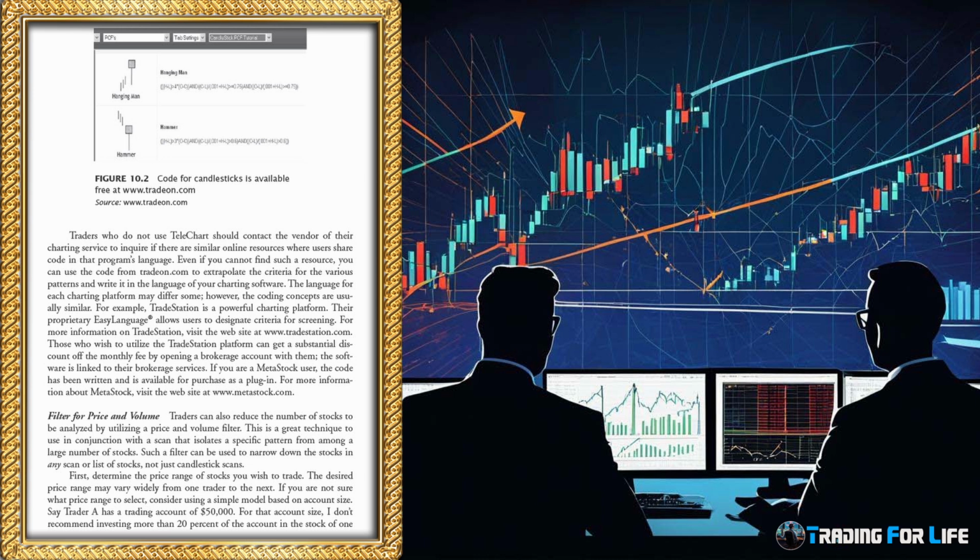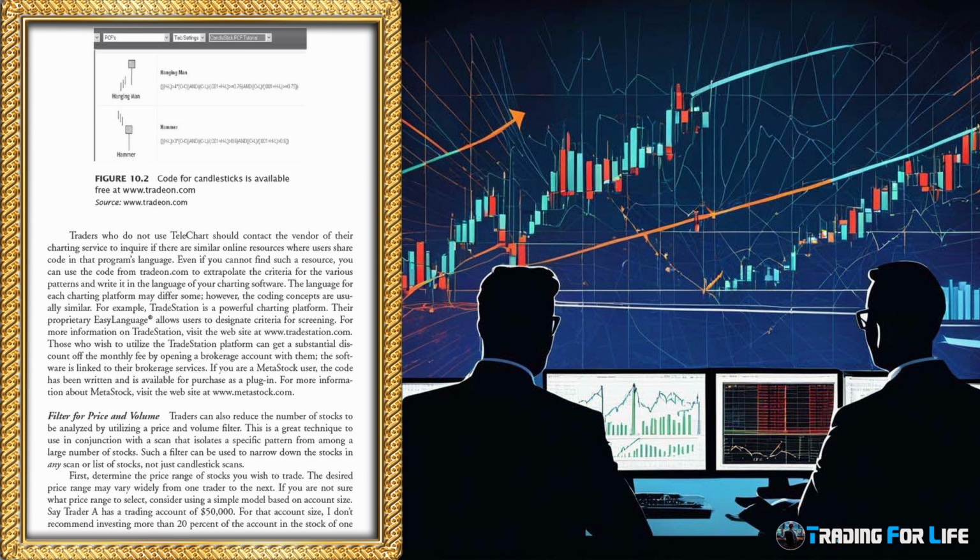www.metastock.com. Filter for price and volume. Traders can also reduce the number of stocks to be analyzed by utilizing a price and volume filter. This is a great technique to use in conjunction with a scan that isolates a specific pattern from among a large number of stocks. Such a filter can be used to narrow down the stocks in any scan or list of stocks, not just candlestick scans. First, determine the price range of stocks you wish to trade.